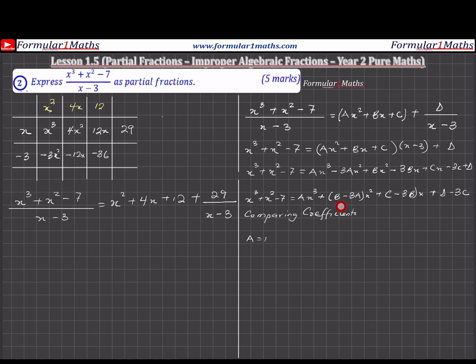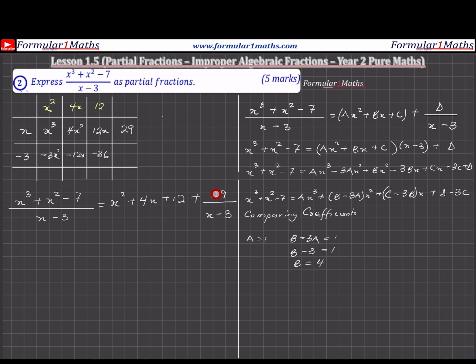Also, the coefficient of x squared on the right-hand side is b minus 3a, and the coefficient of x squared on the left-hand side is 1. So we can say that b minus 3a is equal to 1. Well, I know the value of a to be 1, so that means b minus 3 is equal to 1. And this implies that b is equal to 1 plus 3, which is 4.